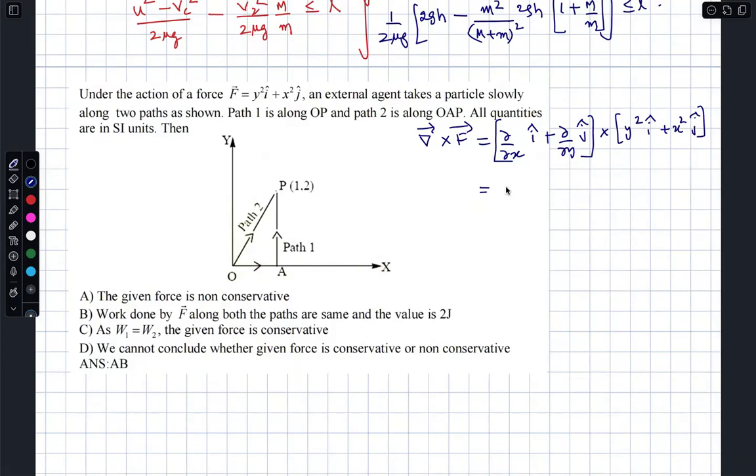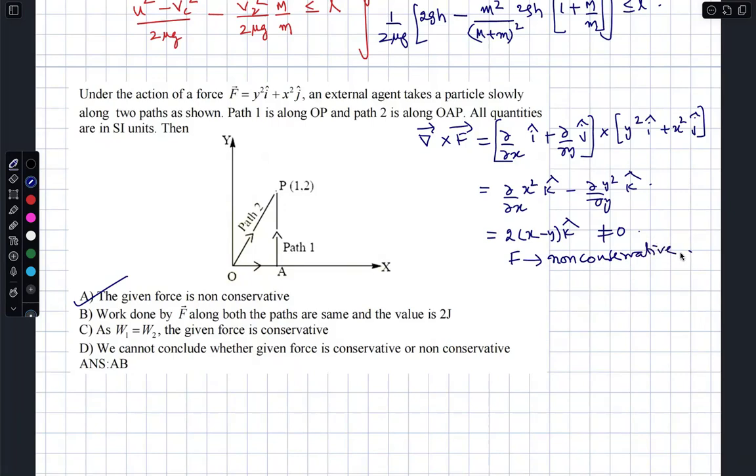By doing which, you will have ∂/∂x (x²) k cap minus ∂/∂y (y²) k cap, which is nothing but 2 times (x minus y) k cap, which is not equal to 0. So F is a non-conservative force. Del bar cross F bar is not equal to 0. F is non-conservative. It depends on path.